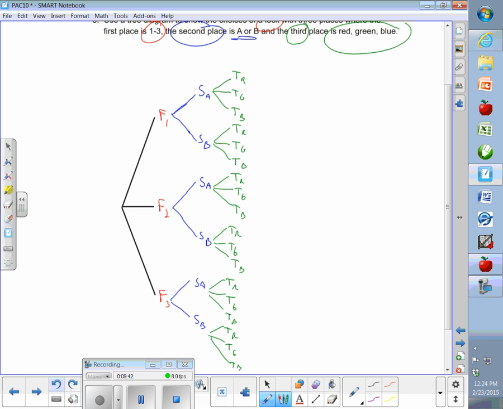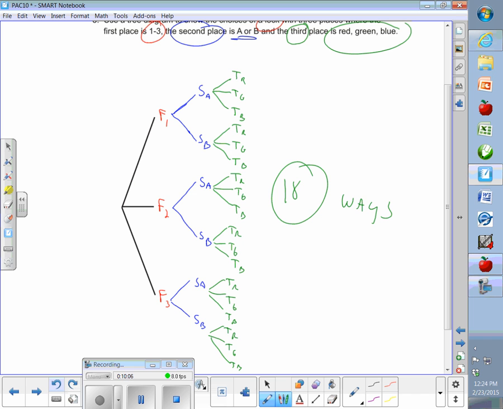Count the green choices and you'll know how many possible. 3, 6, 9, 12, 15, 18 ways. So this is kind of a combination lock with only a 1 through 3, only an A and a B, and only a red, green, blue, which would only have 18 different combinations.